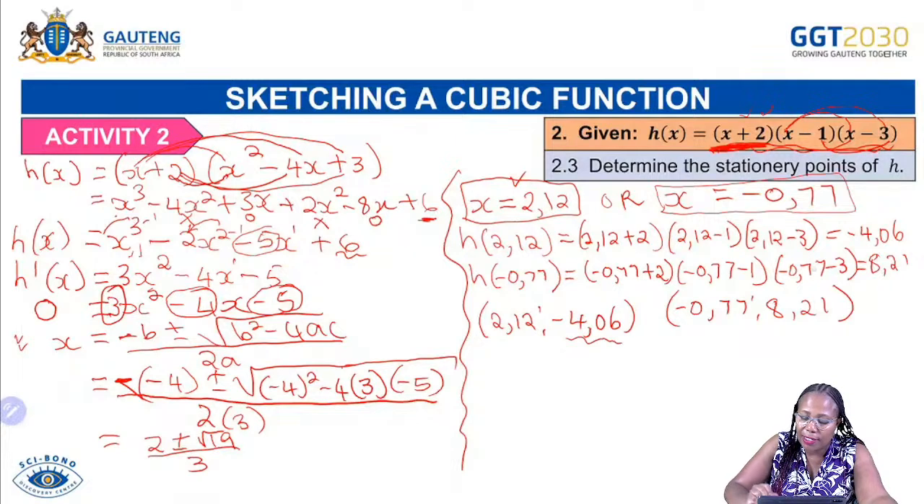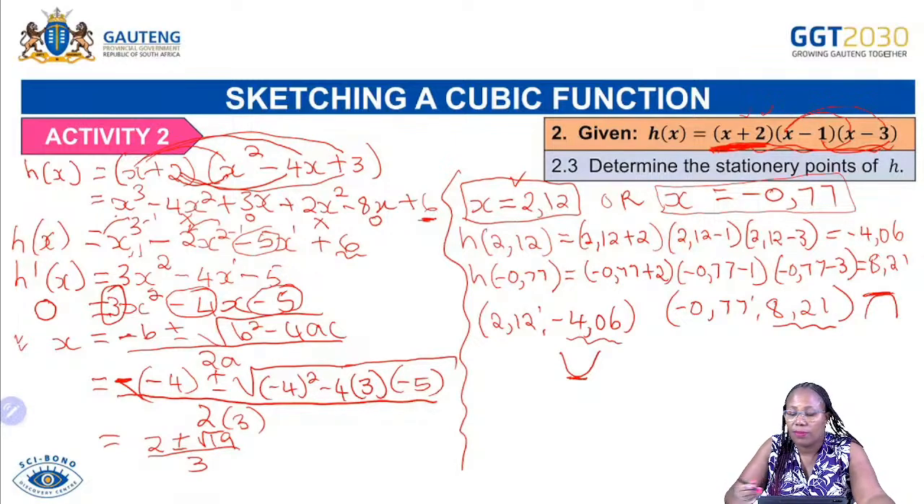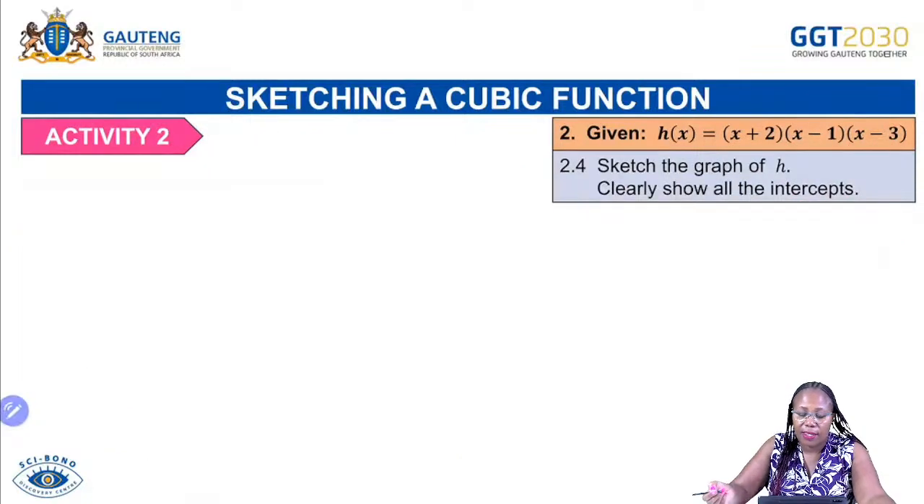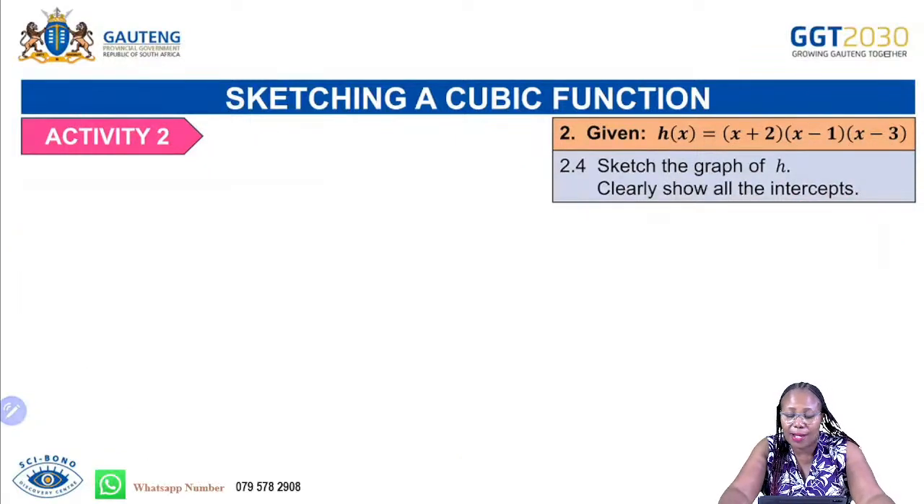Remember, you identify using the y turning point. Which one is bigger? 8,21. Therefore, this will be the maximum. Okay? And this will be the minimum turning point of your graph. I hope everything is clear, grade 12, up to this part. And then now continue to the next one.